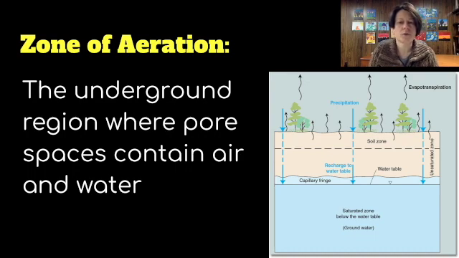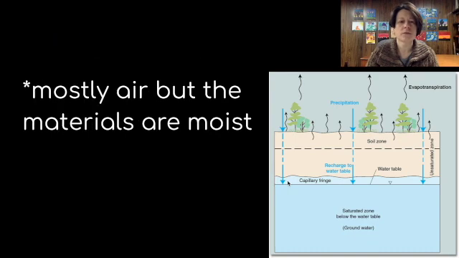Now, there are a couple of zones for the groundwater. There's the zone of aeration. This is the underground region where pore spaces contain air and water. And that's labeled here as the unsaturated zone. But you can see air and aeration. And that zone is mostly air, but the materials are moist so that there is water provided to the plants here.